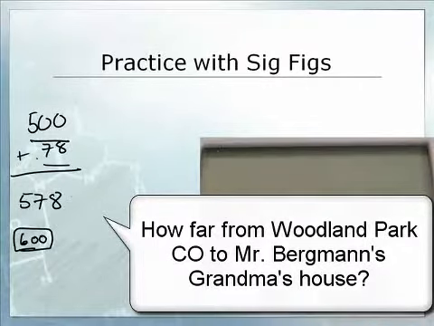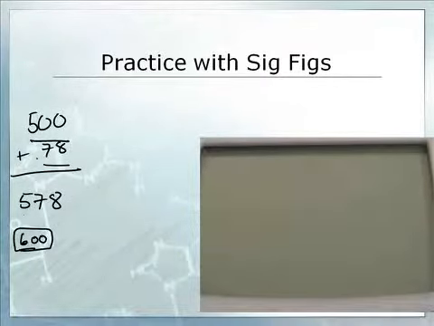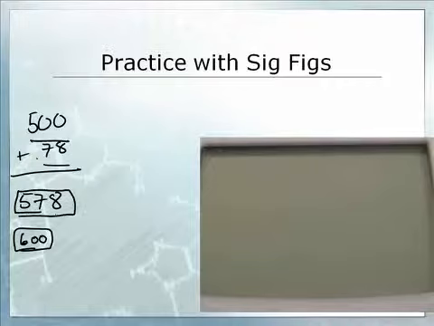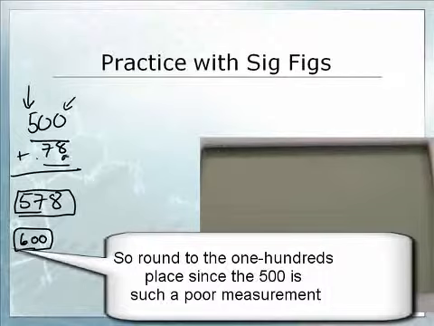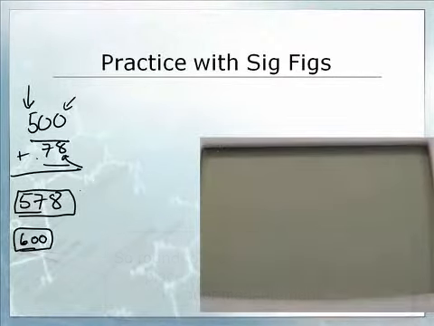Yeah, but it wouldn't be 578, because the 500 we only know to the 100s place. So you see, this one is only accurate to the 100s place. This one, the 78, is accurate to the ones place. So therefore, the answer is 600 miles, because we can only be as accurate as our least accurate measurement. Yeah. Okay. All right.